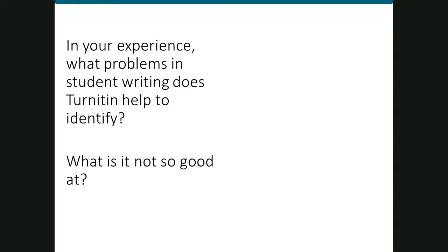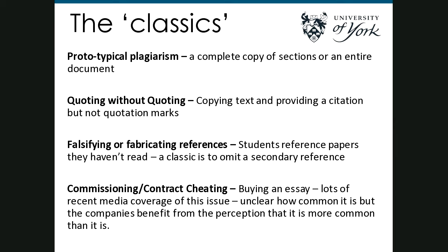Now, as we've only got a few minutes left, I'll just run through this. As Nick's already mentioned, it is these blocks of text that show up. The classic that Turnitin can show is prototypical plagiarism, as an author called Pecorari referred to it, which is a complete copy of sections or an entire document. Turnitin's very good at showing that up very quickly, but students have soon got wise. They know that Turnitin can do that.